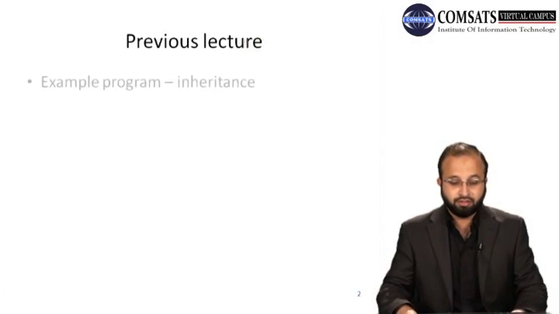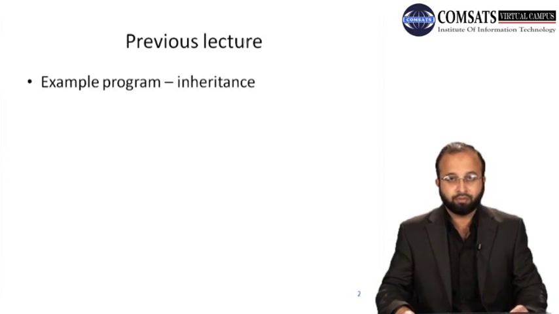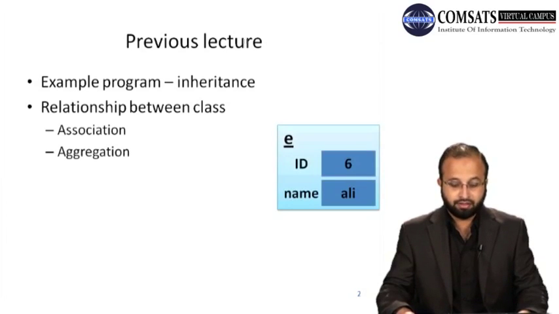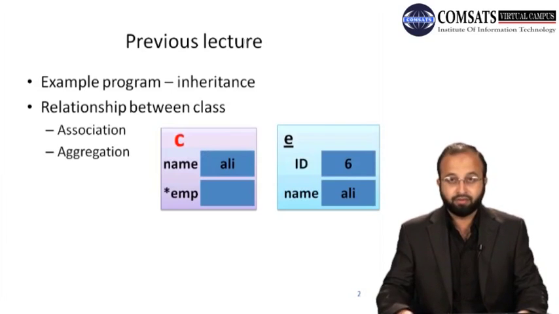In the previous lecture, we have seen the example program of inheritance. I have shown you the problem statement और उसके बाद हमने उसकी coding की थी, उस problem को solve किया था. Then we have seen different relationships between classes, that is association and aggregation, and aggregation is the relationship in which the child object will not be deleted if the parent object is deleted, right?